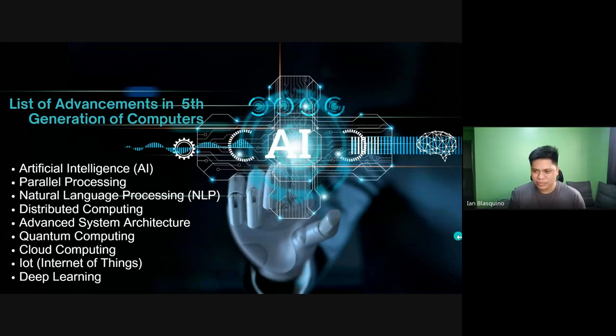So we also have the natural language processing or the NLP. Itong NLP, subfield siya ng AI that focuses on enabling computers. Itong NLP ang naging dahilan kung bakit yung mga computers can now understand, interpret and generate human languages. Itong NLP ang naging dahilan kung bakit nagagamit natin ang mga applications like voice recognition, yung mga chatbots, yung mga language translation services. It is because of this natural language processing, and the list goes on.